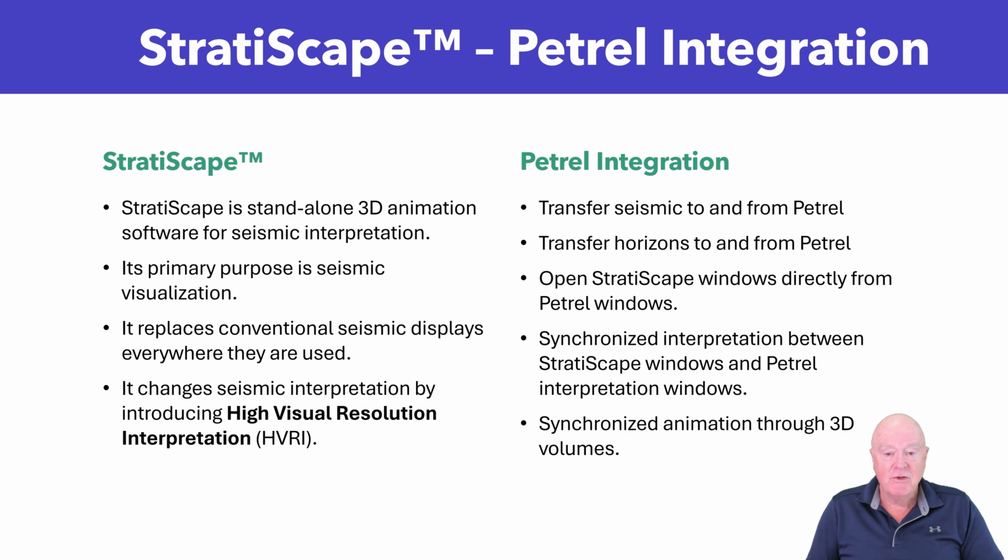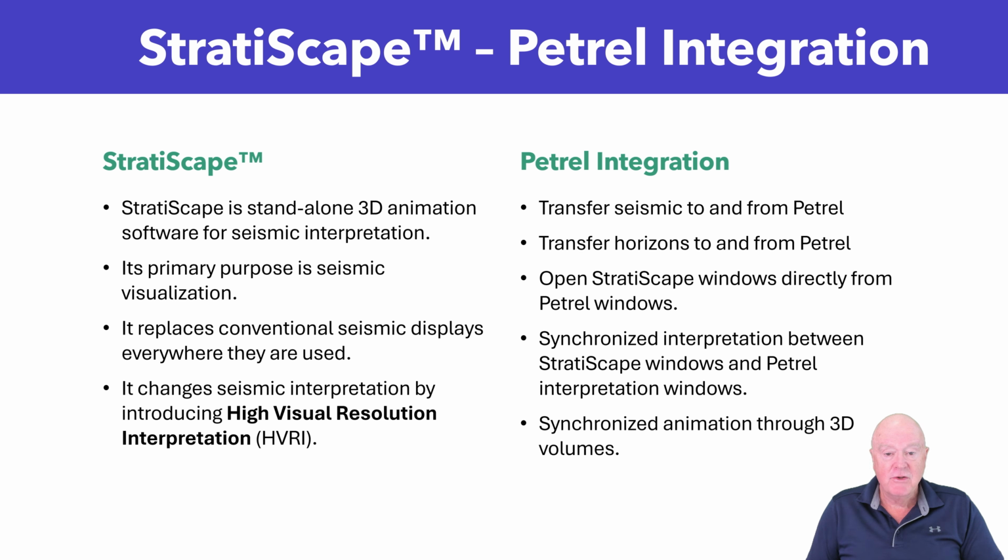This is a StratiScape display of an inline from the Hibernia 3D. Technically, it is a three-dimensional surface with seismic amplitudes forming the terrain. StratiScape creates this display in real time on the graphic card 60 times per second. The result is a new way of looking at seismic, and if we invented seismic today, it is how everyone would look at seismic all the time. That is an important point to remember.